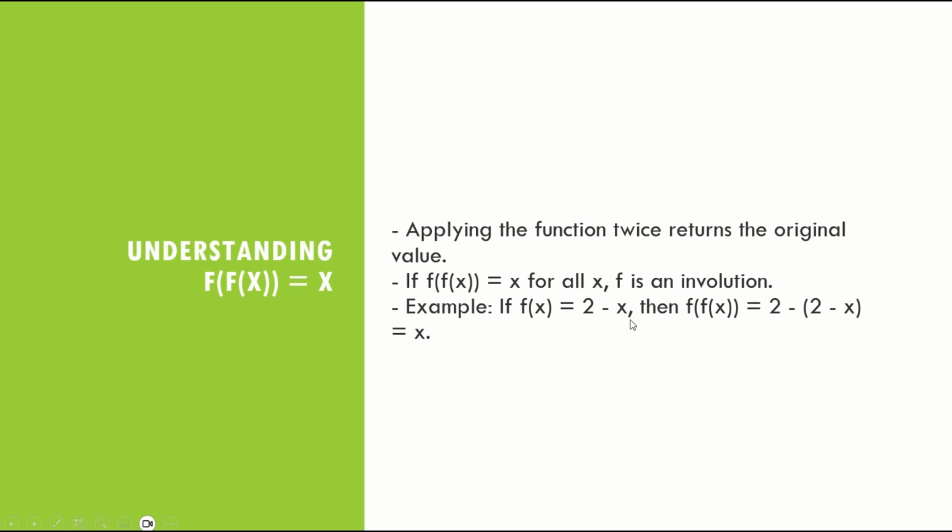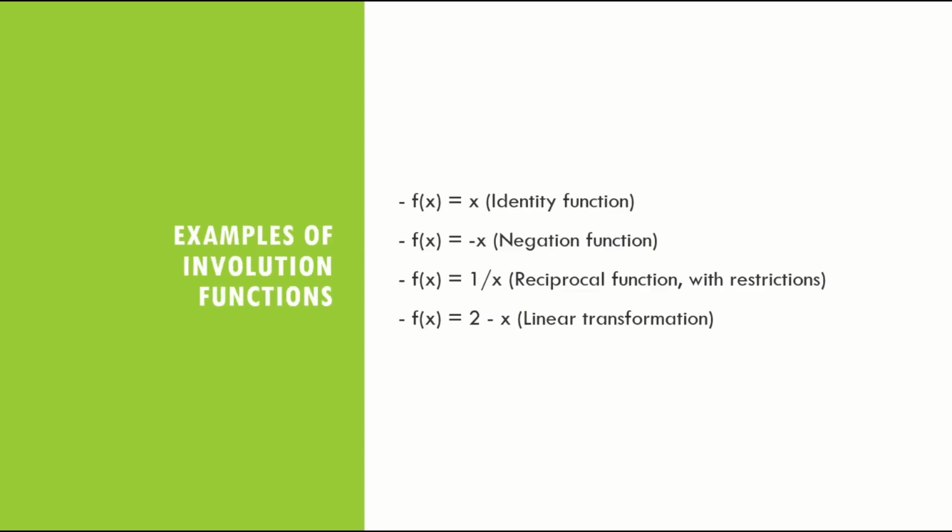An example is f of x equal to 2 minus x. Then f of f of x will become 2 minus (2 minus x), which is nothing but x. You got the x back, right? This is an involution or self-inverse function. These are some of the examples: f of x equal to x, f of x equal to minus x, f of x equal to 1 by x, 2 minus x. All these are examples of involution functions.